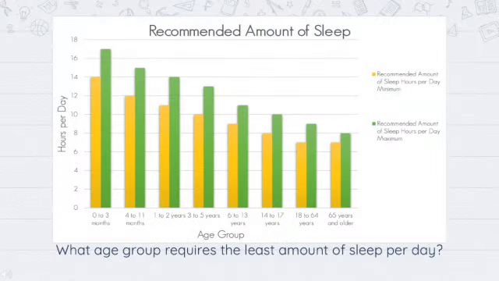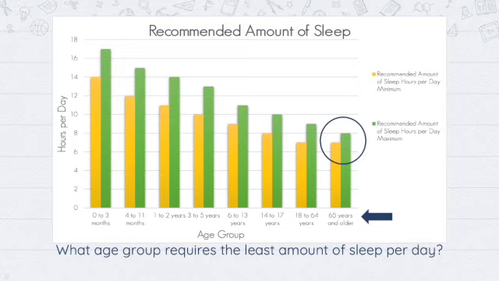Here is our second question. What age group requires the least amount of sleep per day? The least amount means the lowest number of hours per day. If you look at the graph, the column with the lowest amount of sleep per day is on the rightmost part. And then you check what age group it belongs to.